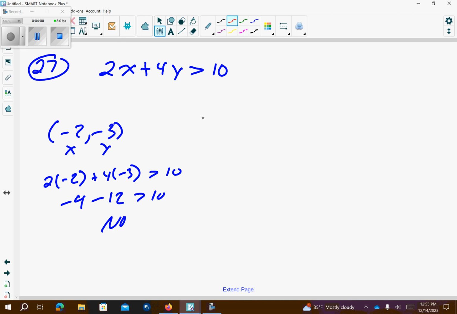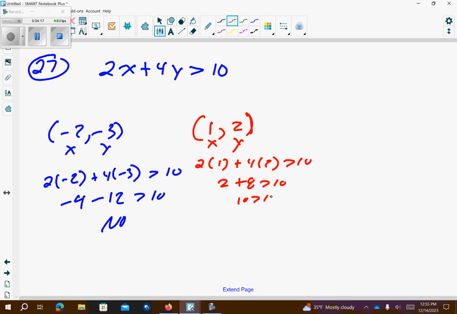Try the next. Can I bring a student down here to... Then I'm going to try the next point. 1 comma 2. Remember, this is an x and y, so plug it in. 2 times 1 plus 4 times 2. Is that greater than 10? So 2 plus 8. Is that greater than 10? Well, 10 is not greater than 10. It's equal to it, so that's no. So then let's try the next one.